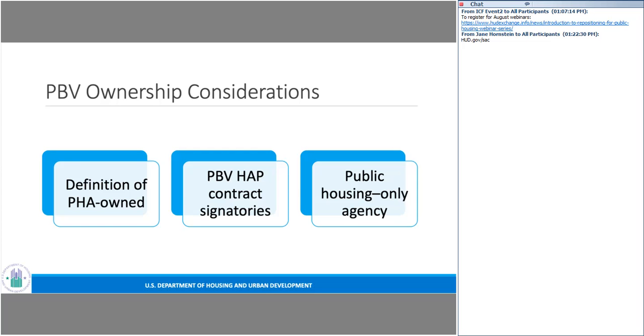Even though the title is changing hands, there's no change to how the property is operated. The housing authority is still the property manager, and the board still has oversight of that property.